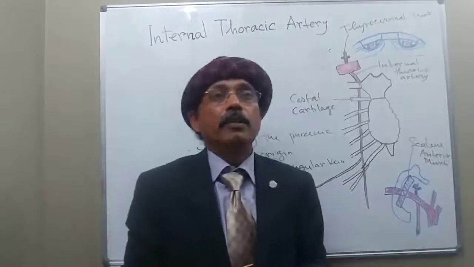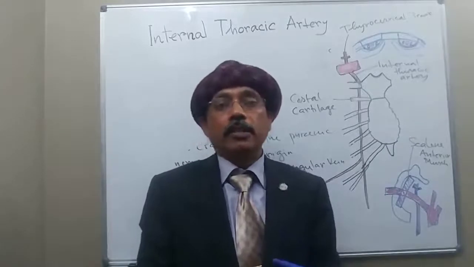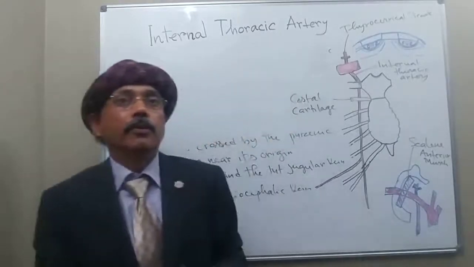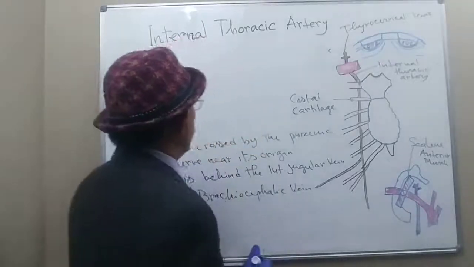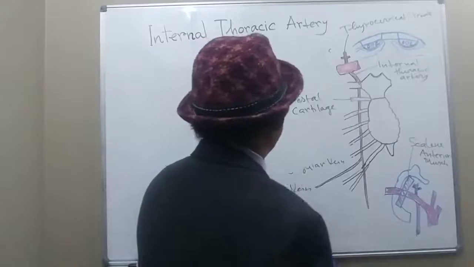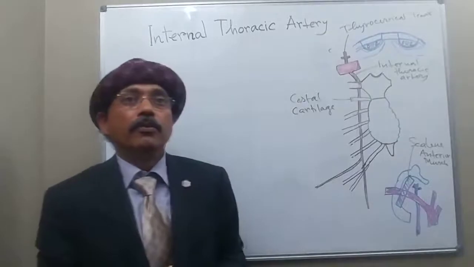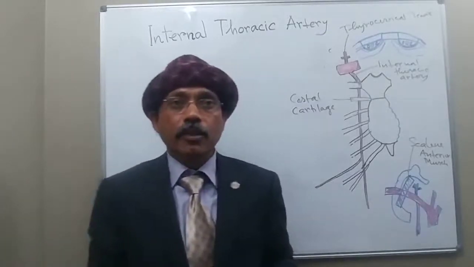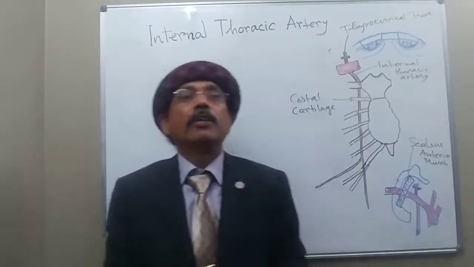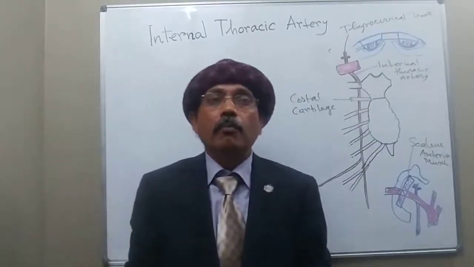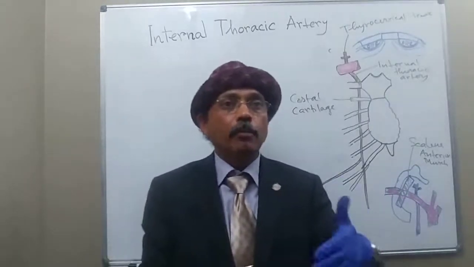It is related to the transverse thoracic muscle, also called the sternocostalis muscle. It runs anterior to the transverse thoracic muscle. Between the slips of the transverse thoracic muscle, the artery contacts the parietal pleura posteriorly.